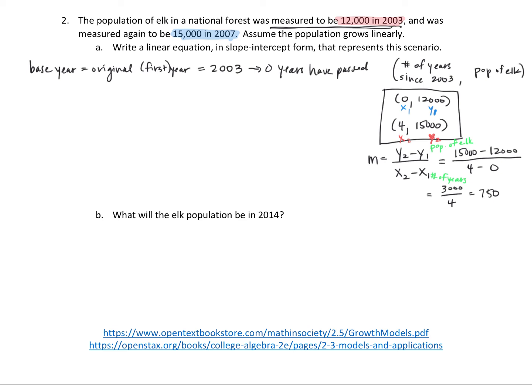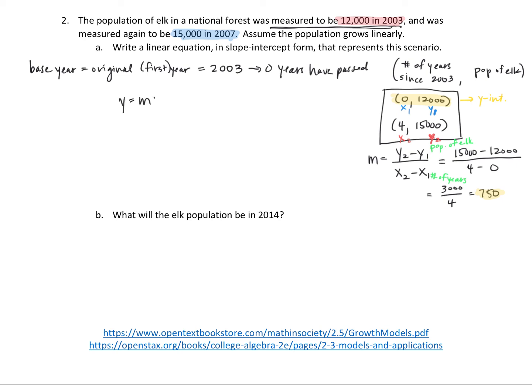Okay, so now we have a slope, we have some points. I'm going to use this point, 0, 12,000. Because what's special about this point? If you hadn't noticed yet, the X value is 0. Remember, if the X value is 0, then this is the Y-intercept. And that makes it very easy to write an equation.